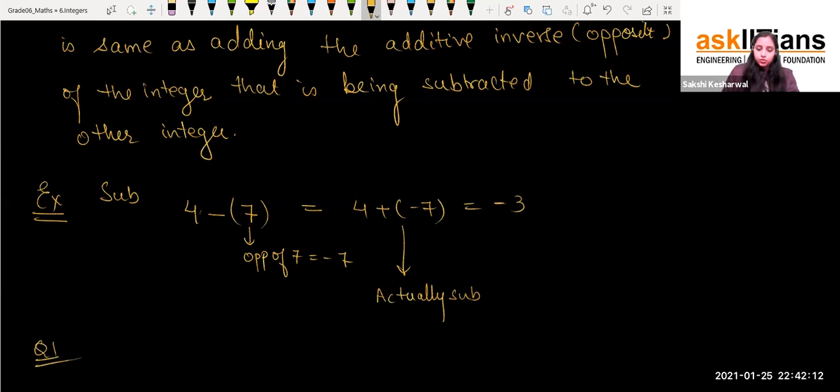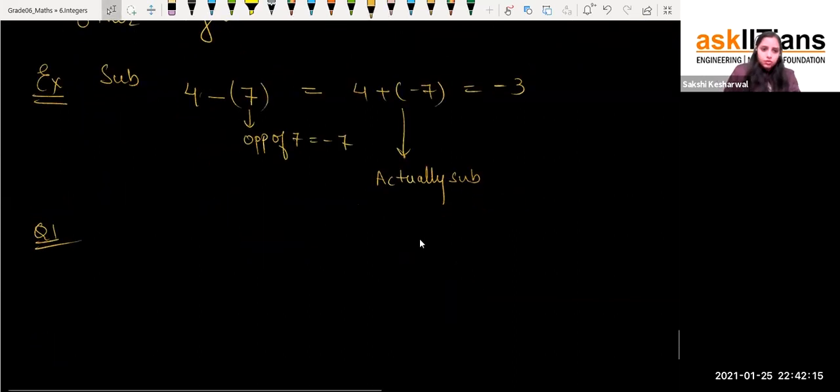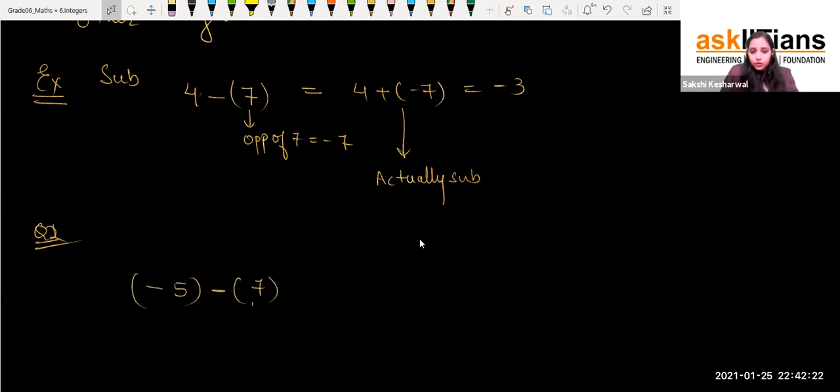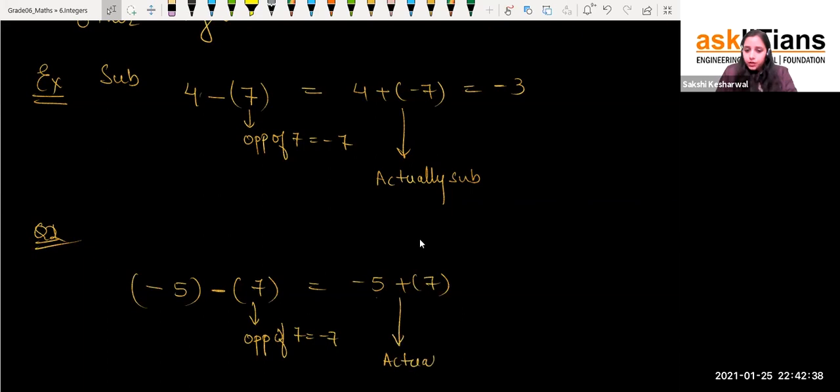Question number 2: minus 5 subtracted by 7. The opposite of 7 is minus 7, so what will you write? Minus 5 plus negative 7. Again this becomes a question of addition, so actually you will be subtracting. 7 minus 5 is 2, and 7 is greater, so the answer is negative 2.